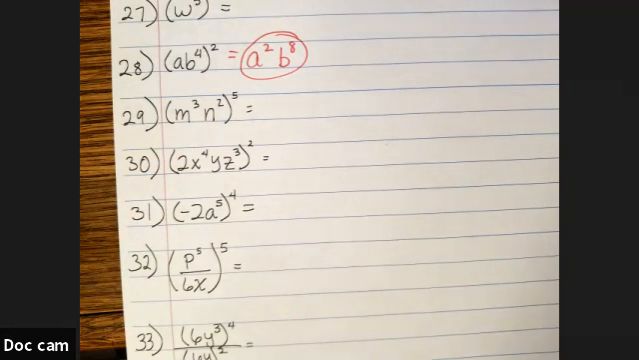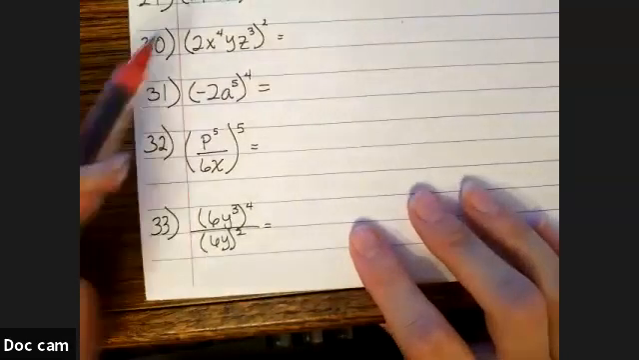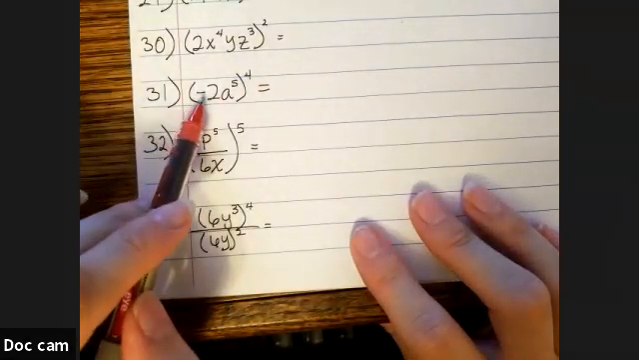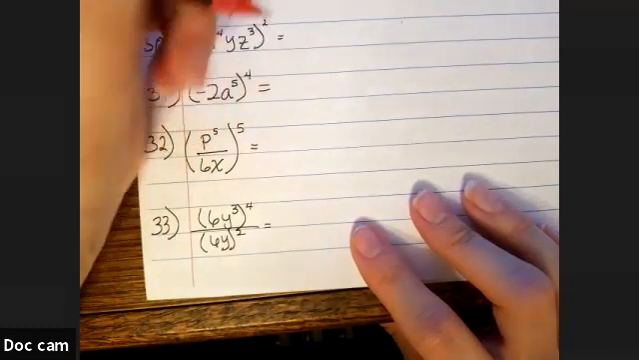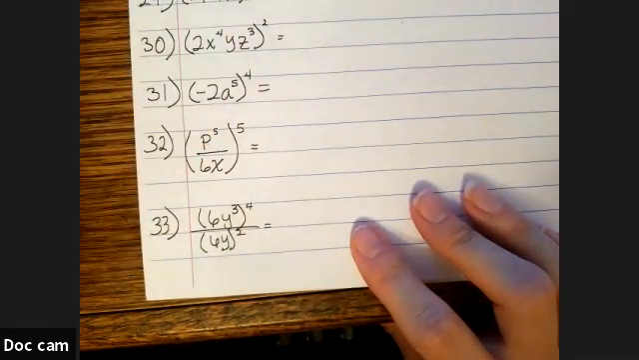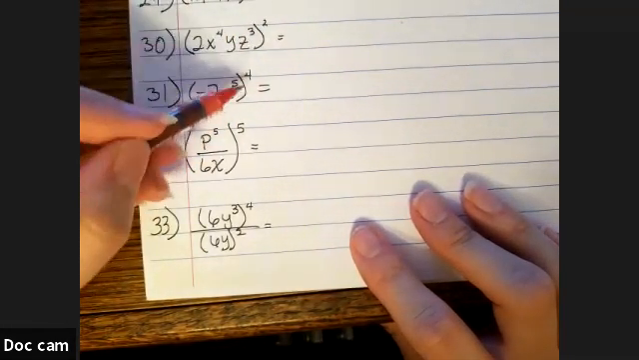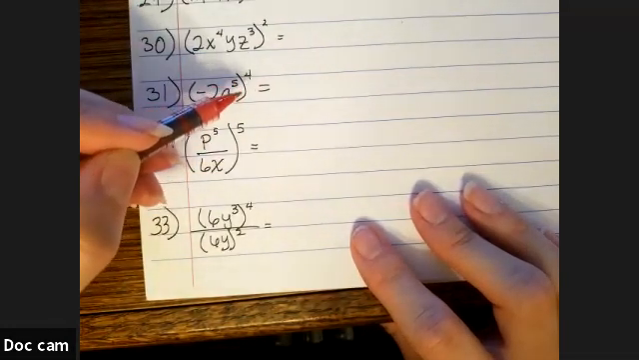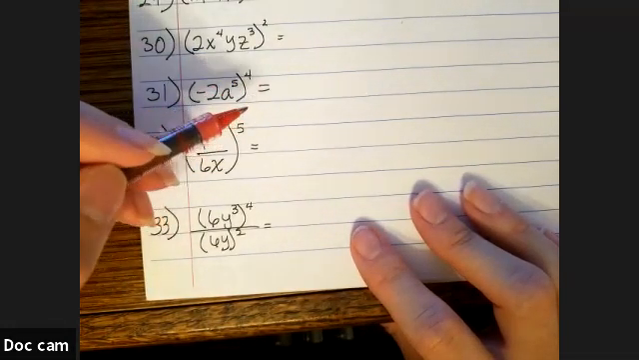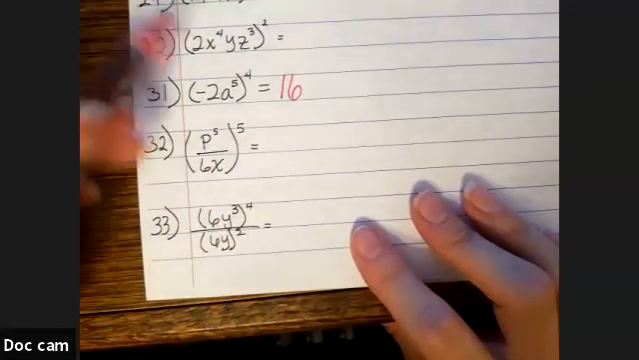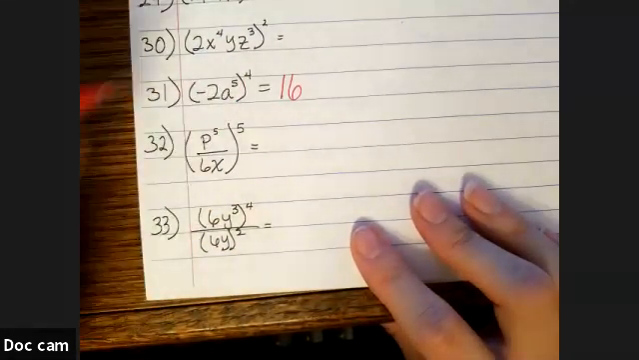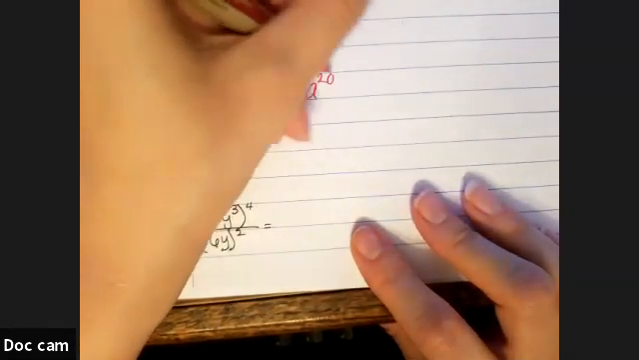Let's go to number 31. All right, so don't forget you have to distribute that exponent to the numerical coefficient as well. So it's like you have negative 2 to the 4th power. So that's a negative raised to an even exponent, so it's going to end up being positive. And we know that 2 to the 4th power is 16, so that's going to be 16. And then 5 times 4 is 20, so it'll be a to the power of 20.